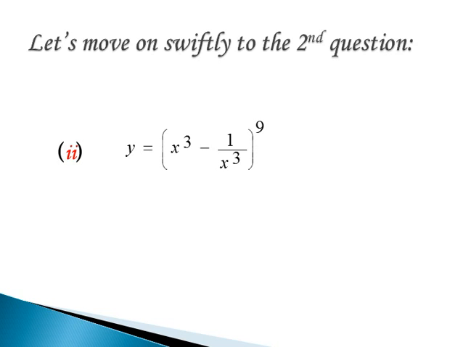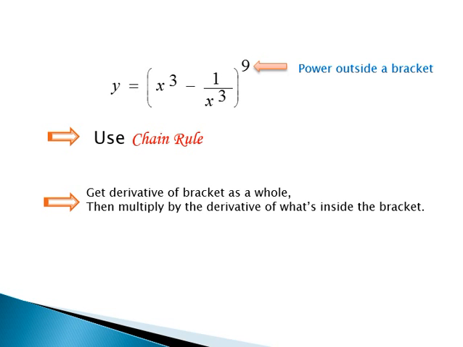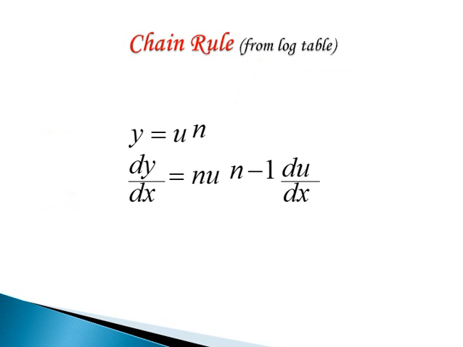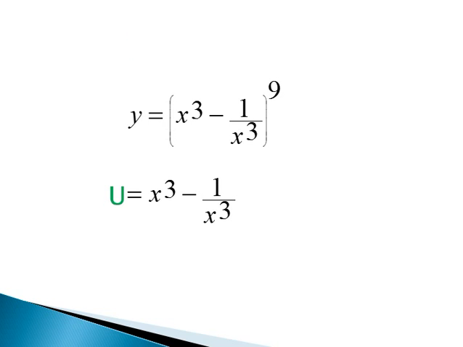Alright, so let's move on swiftly to the second question. y equals ((x cubed minus 1) over x cubed) all to the power of 9. Notice because there's a bracket and a power outside the bracket, we use the chain rule. So with this method, we get the derivative of the bracket as a whole, then multiplied by the derivative of what's inside the bracket. The chain rule from the log tables, they say if y equals u to the power of n, dy/dx equals n times u to the power of n minus 1 multiplied by du/dx.